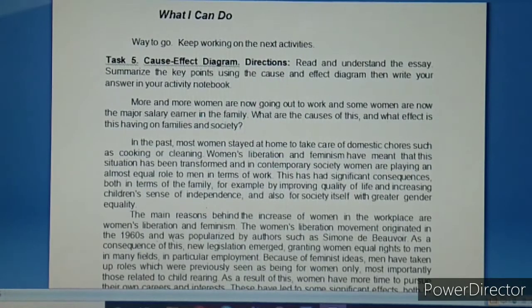Again, using your module, I want you to read the essay. Then after reading the essay, you are going to summarize the key points of this essay using the what kind of diagram? Cause and effect diagram. So you are going to write your answer in your activity sheet. So good luck, guys.